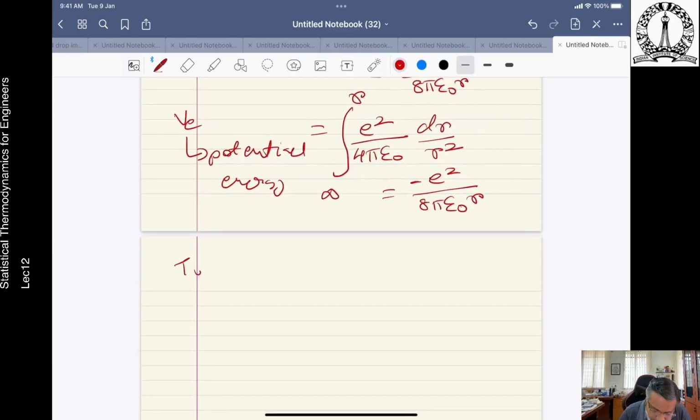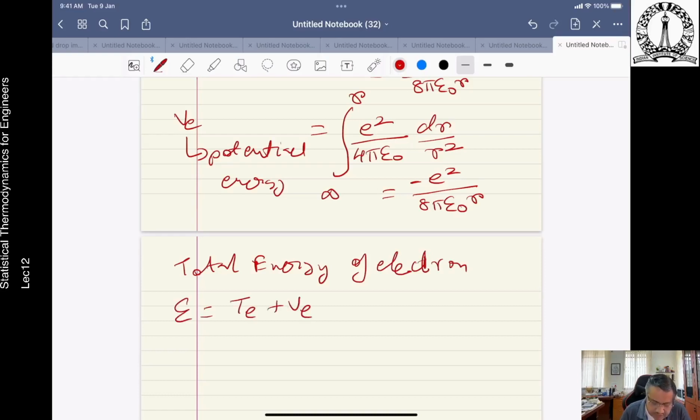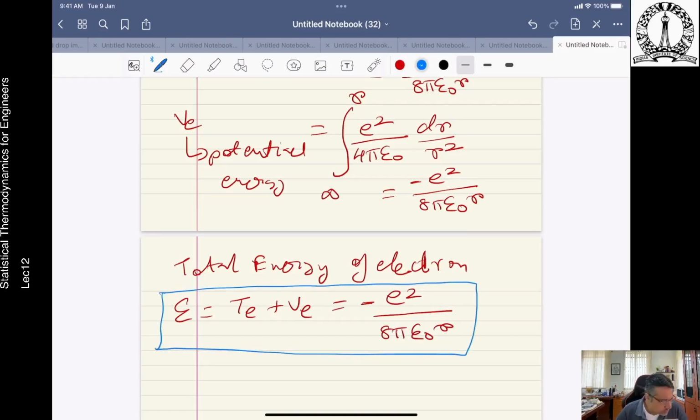So the total energy of the electron is given as E equals T plus V, the kinetic energy plus the potential energy. If you add the two, it will be minus e squared by 8 pi epsilon naught r. This is the total energy of an electron which is orbiting around a nucleus.